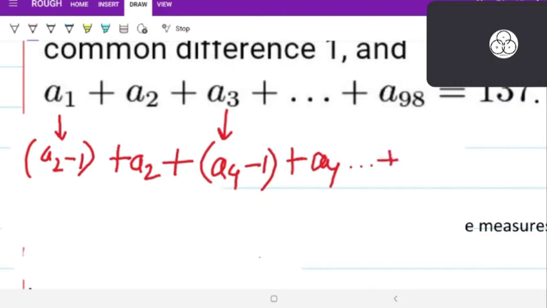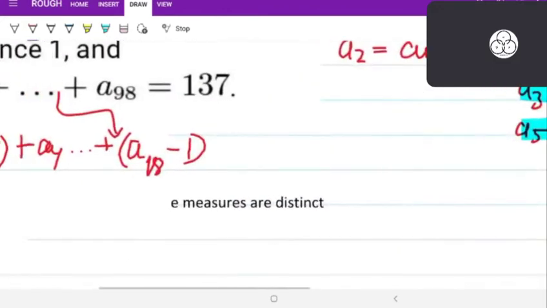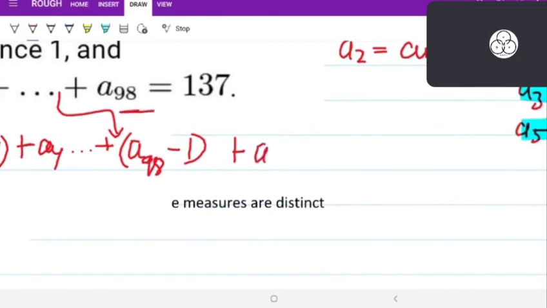Before a98, what we have? We have a97. This a97 can be written as what? a98 minus 1. This is a98 minus 1 plus this a98 equals 137. Now what are we getting?